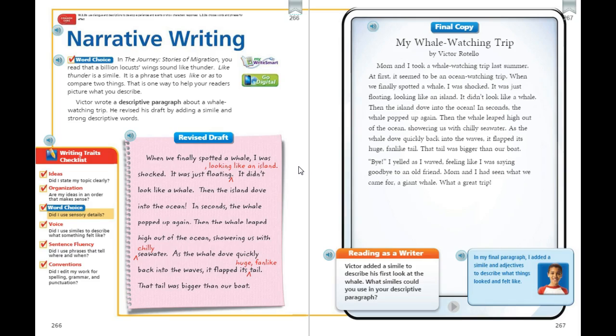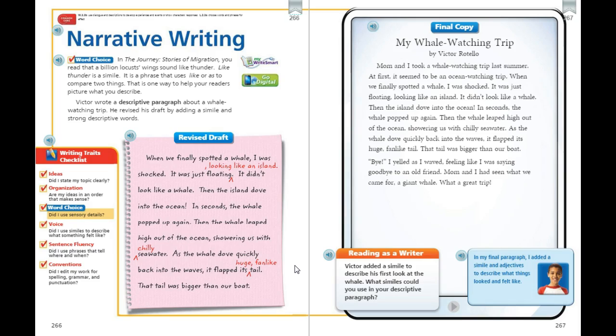In seconds, the whale popped up again, and then the whale leaped high out of the ocean, showering us with seawater. Instead of just seawater, he used a caret and added the descriptive word chilly. As the whale dove quickly back into the waves, it flapped its tail. Again, he went back and saw, I could add some descriptive words here. So instead of that, it flapped its huge fan-like tail. That helps us to picture that tail so much better than if it just flapped its tail. That tail was bigger than our boat. Another comparison. That's awesome. He did a good job.